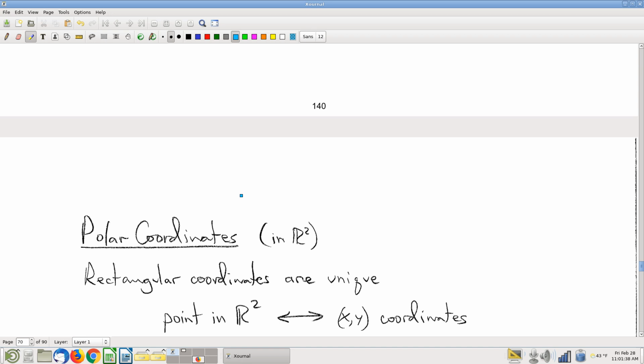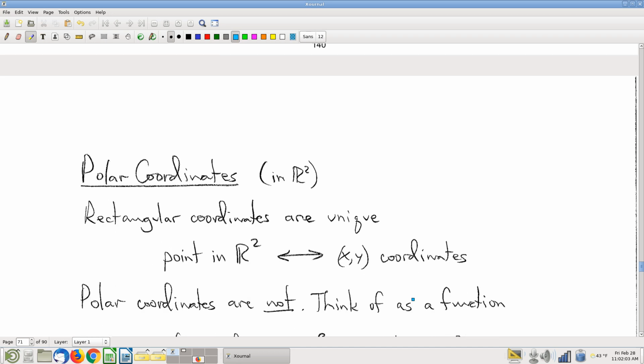Okay, so start off with rectangular coordinates. I claim that rectangular coordinates are unique, by which I mean if you give me a point in R2, it has rectangular coordinates and vice versa, and for every point, there's exactly one set of coordinates. For every set of coordinates, there's exactly one point. We have a perfect pairing between points and rectangular coordinates. So rectangular coordinates are unique.